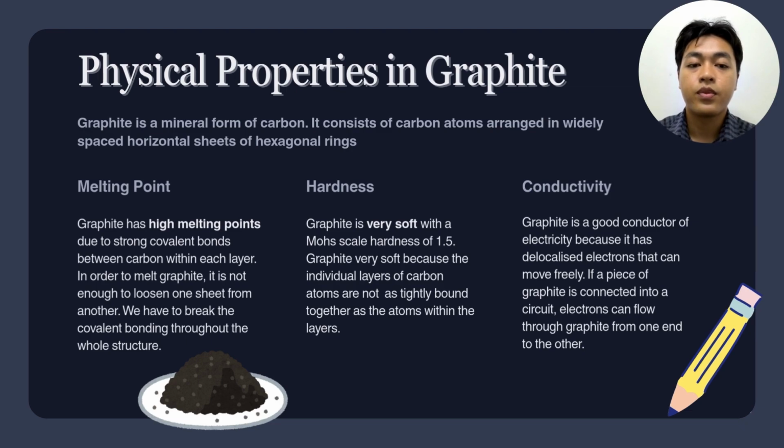Graphite is very soft because the individual layers of carbon atoms are not as tightly bound together as the atoms within the layers. Conductivity. Graphite is a good conductor of electricity because it has delocalized electrons that can move freely. If a piece of graphite is connected into a circuit, electrons can flow through graphite from one end to the other.